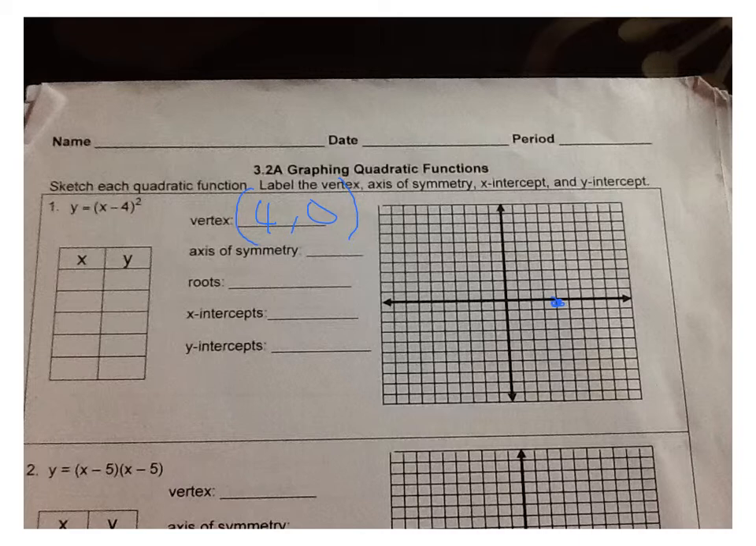Now I'm going to explain what the axis of symmetry is. That is a line that goes through your vertex. So if your vertex is at 4, 0, your line of symmetry goes right through the vertex.